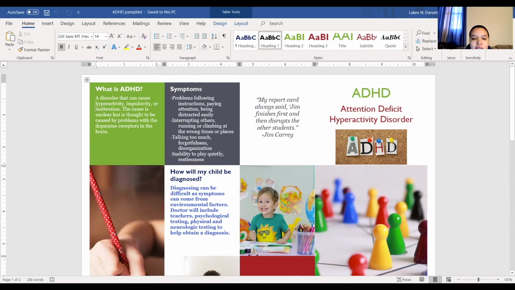What is ADHD? It's a disorder that can cause hyperactivity, impulsivity, or inattention. The cause is unclear, but it's thought to be caused by problems with the dopamine receptors in the brain. And then symptoms: they have problems following instructions, paying attention, being easily distracted, interrupting others, running or climbing at the wrong times or places, talking too much, forgetfulness. They have disorganization, inability to play quietly, restlessness.